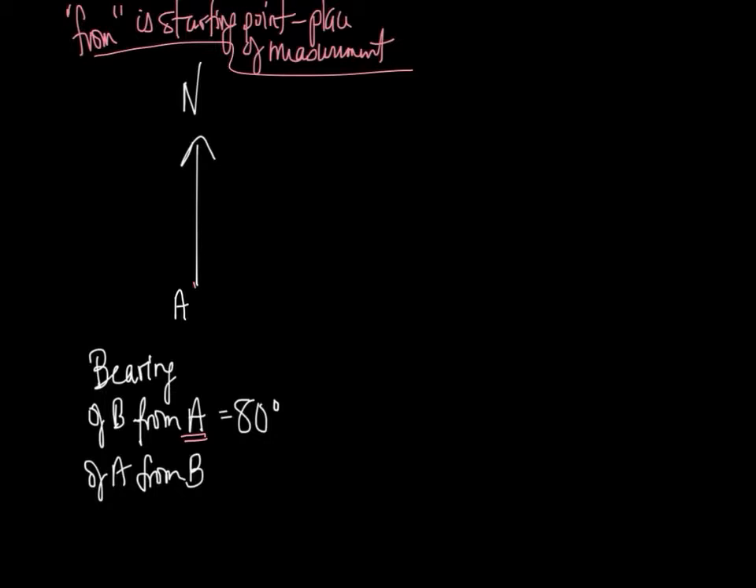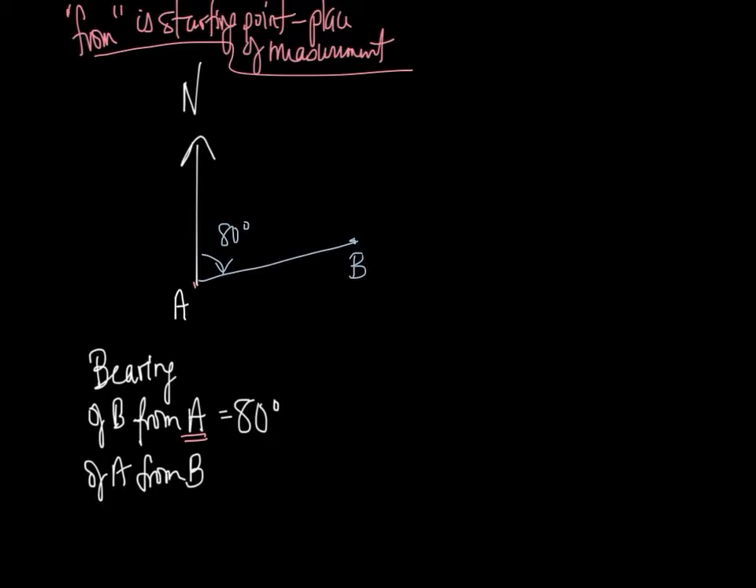In this case, 80 degrees is nearly 90, so I'm going to draw that out, and that is from north, going clockwise always, 80 degrees. So the bearing of B, let's say this is B here, of B from A is 80 degrees. That's how that looks. Got it?